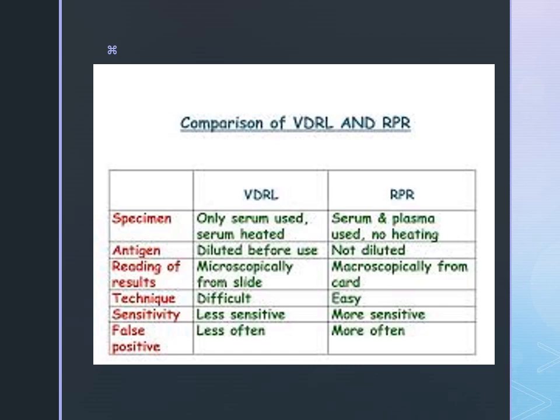In the specimen, VDRL we can do on both, but we have to inactivate the serum, that is, we have to heat the serum. In case of RPR, we do not need any heating. The second thing, we can check VDRL microscopically. For RPR, we can go for macroscopic reading. For VDRL we need a trained person because it is difficult to interpret, and RPR is easy, you can easily do it. And for CSF samples we cannot go for RPR, we have to go for VDRL. The chances of false positives are higher in RPR.